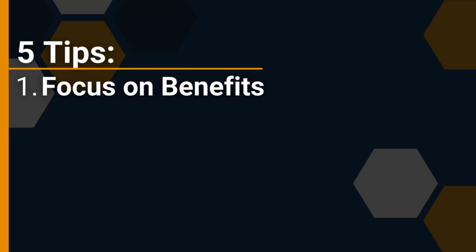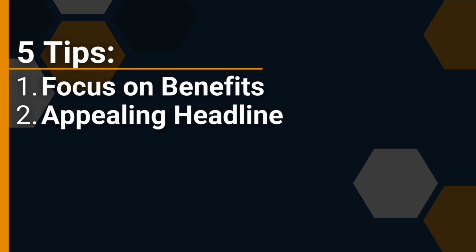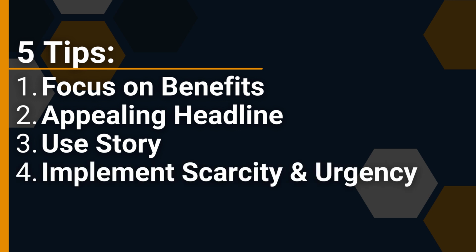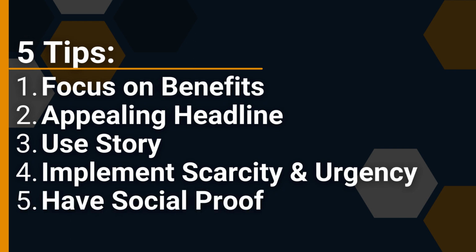Welcome back. And yeah, these are the 5 things that are important when you do copywriting. The first is to focus on benefits, not features. Second is to have an appealing headline, because it's the first thing you see. Third is to use story if possible, right? Fourth is to implement scarcity and urgency. And fifth, which I think is also very important, is to have social proof, which is the testimonials and so on. So these 5 things will help you in writing a landing page.